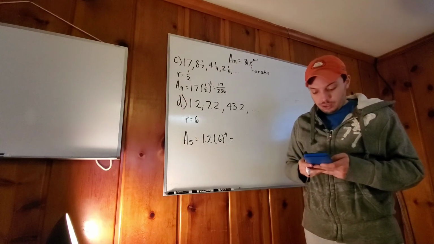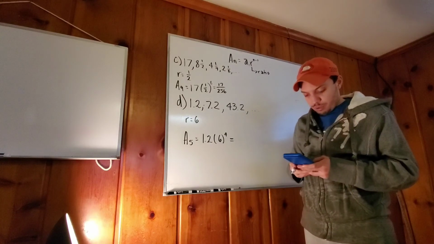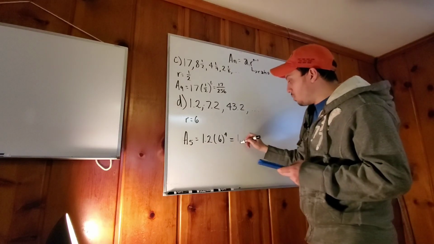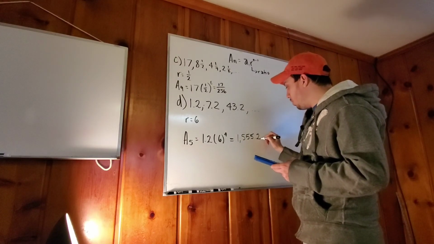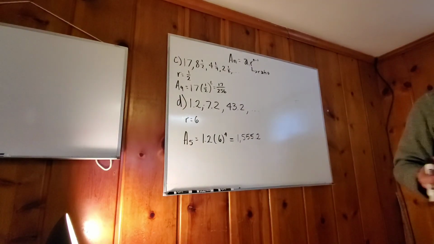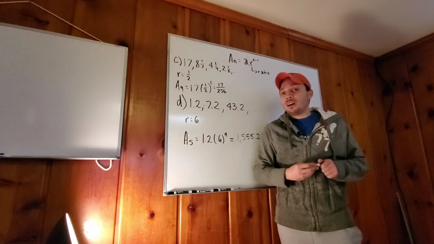So 6 to the 4th power times 1.2 would be equal to 1,555.2. And that's what I got for the last answer. And that's what your book got for the last answer. So that's it. This is lesson 105.